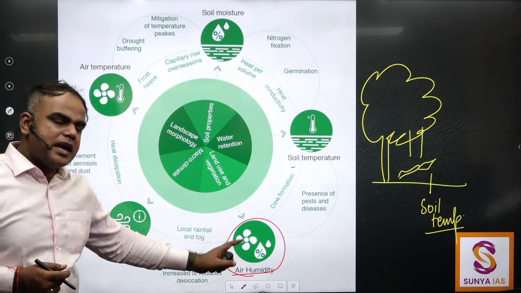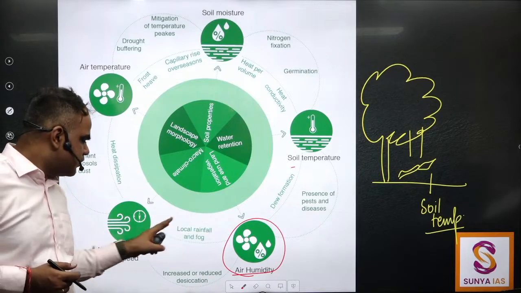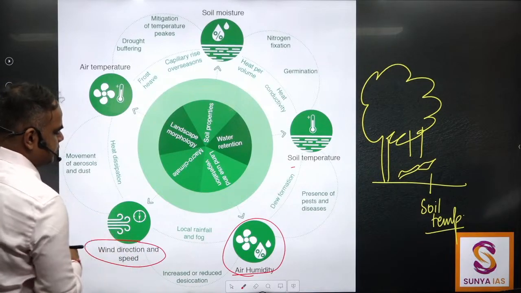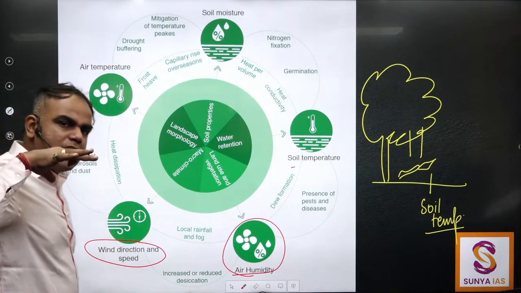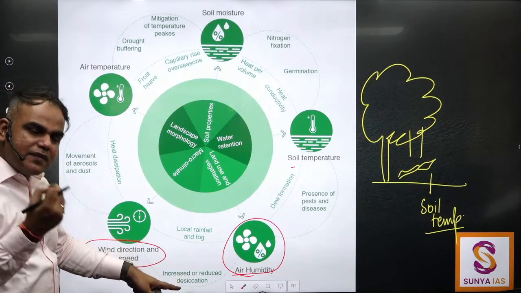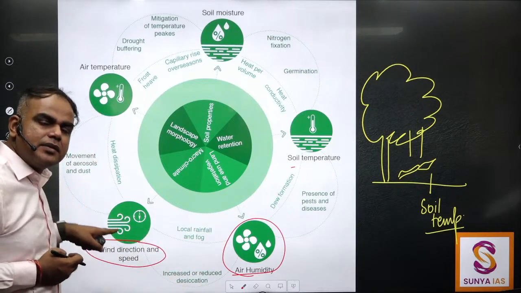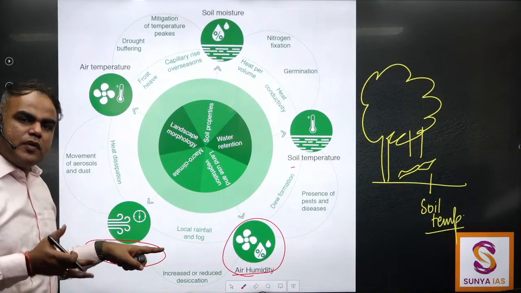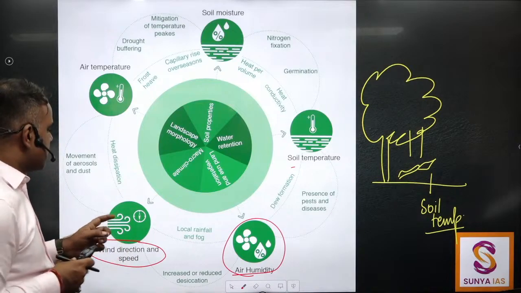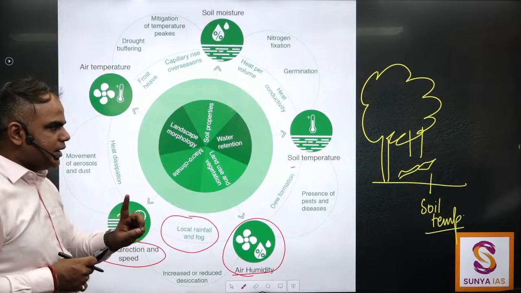Fine. Now, for example, I start with air humidity. The humidity in the air is going to influence the rainfall and the fog. There is also wind direction and speed. If the wind is blowing at a very fast rate, there is a dry wind, that will mean the drying or the desiccation impact is going to be high. This is linked to humidity that we feel in the air. We can feel comfortable or uncomfortable because of the changing humidity. Air humidity can also influence rainfall and fog.